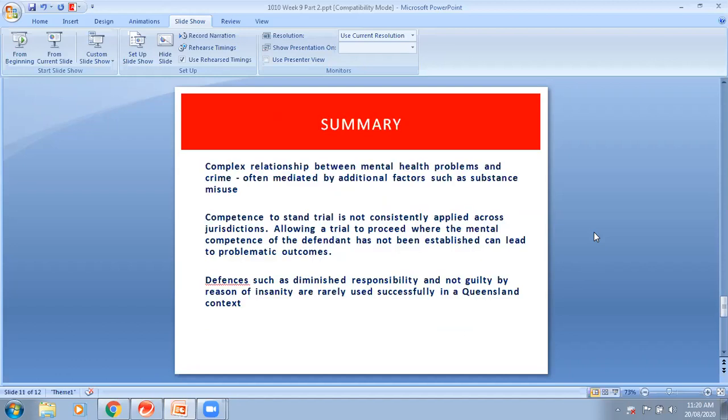So what have we learnt today? Well, the relationship between mental health problems and crime is really complex. There are a lot of confounding factors that can lead to people with a mental health problem committing crime, but overwhelmingly, the vast majority of people who do have a mental health problem do not commit crime. Competency to stand trial is not consistently applied, so allowing a trial to proceed where the mental competence of the defendant has not been established can lead to problematic outcomes, and defences such as diminished responsibility and not guilty by reason of insanity are rarely used successfully in a Queensland context.